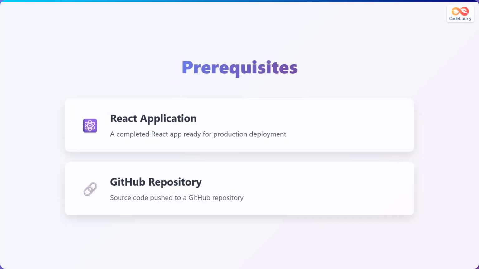Before diving into the deployment steps, there are a couple of things you'll need. First, make sure you have a complete React application that is ready to be deployed. This means all your code should be finalized and tested. Also, your React application source code needs to be in a GitHub repository. This allows Vercel to access and deploy your project.